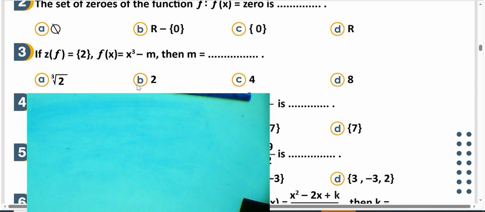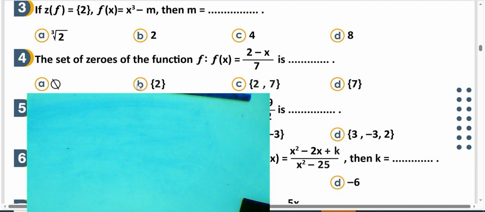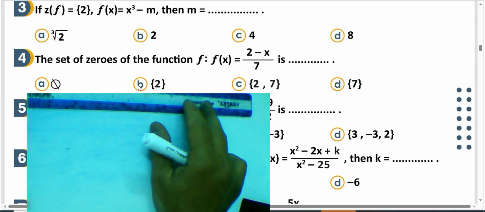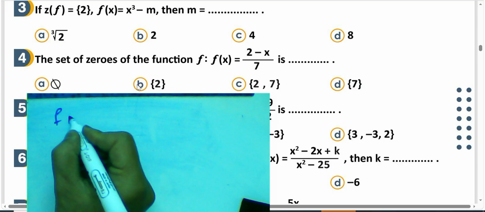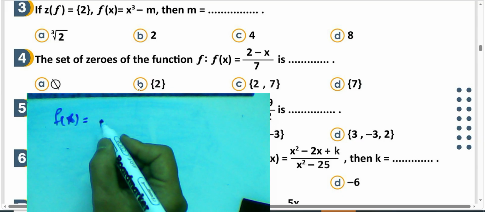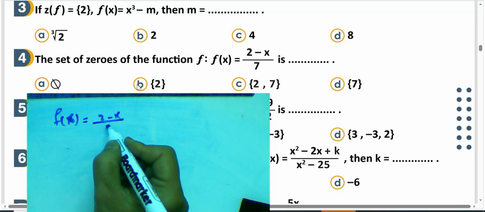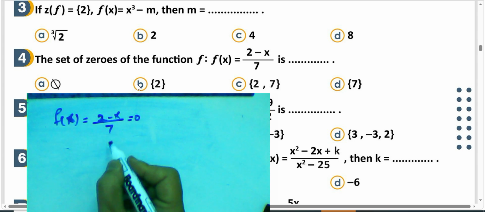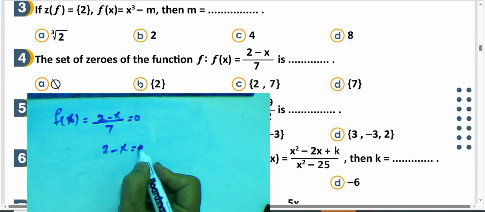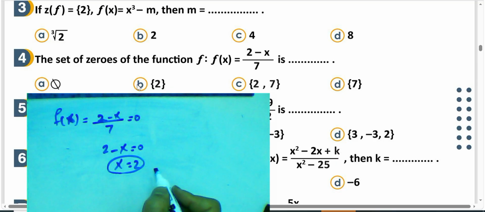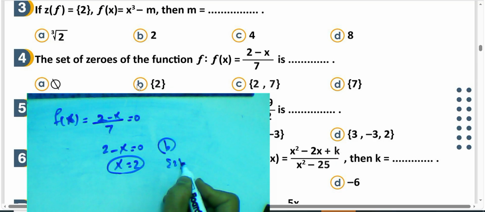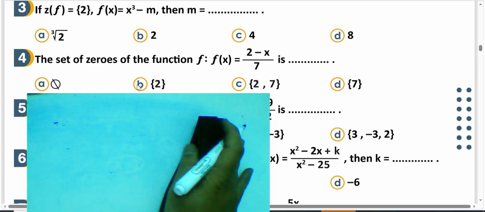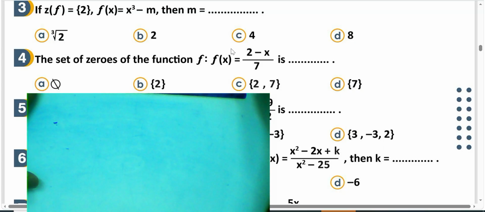Next example. The set of zeros of the function f of x equals (2 minus x) over 7. He asked for the zeros of the function. If this function equals 0, then the value of x will be 2. Choose letter B. With the function equal to 0, x will be 2, because if x equals 2, the value of the function here is 0.